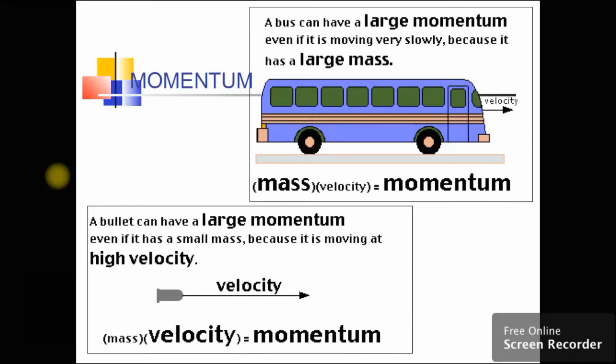A bus can have a large momentum, even if it's moving slow, because it has a large mass. And there, do you see the equation underneath the bus? A big mass times a small velocity equals a big momentum. A bullet can also have a large momentum. It may have a small mass, but if you get it moving at a high velocity, and do you see it down there? A small mass times a big velocity equals a big momentum.